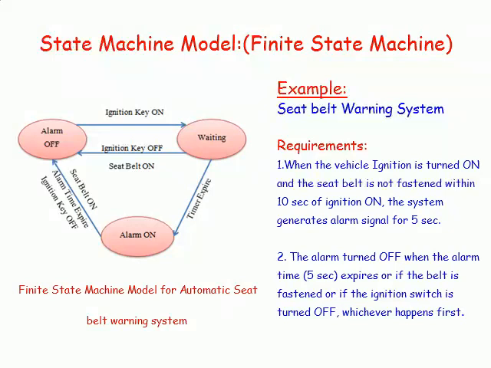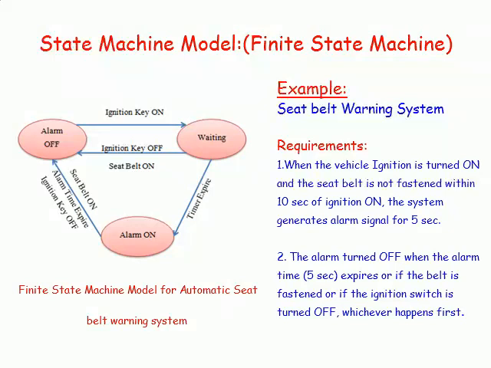Here the states are alarm off, waiting, and alarm on, and the events are ignition key on, ignition key off, timer expire, alarm time expire, and seat belt on. So the diagram given here shows the FSM model for the automatic seat belt warning system. Let's understand the diagram which is shown here.